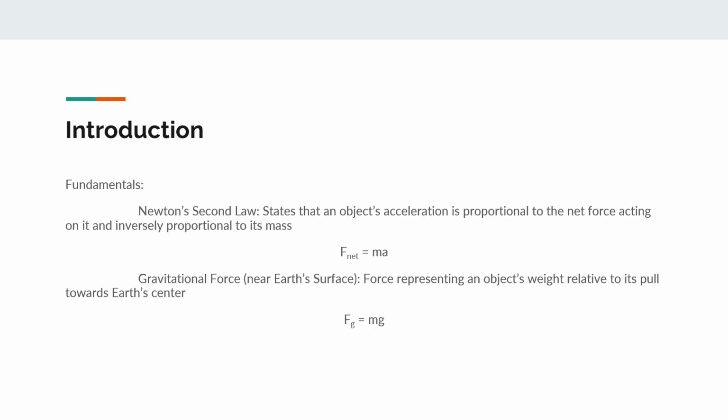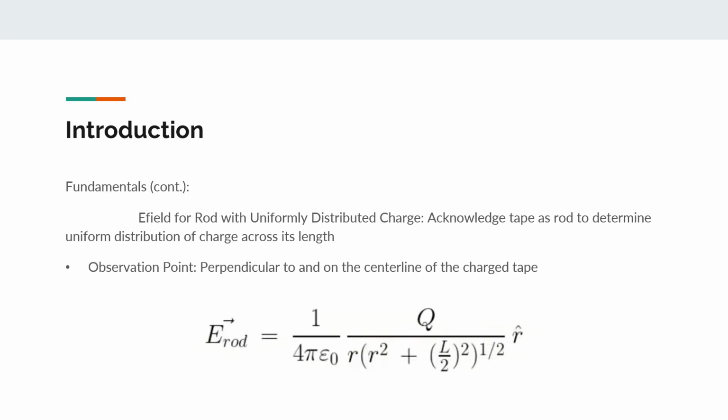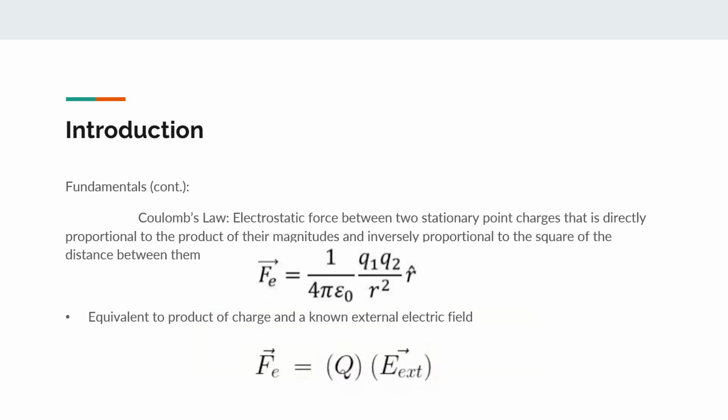Some fundamentals include Newton's second law, that states that an object's acceleration is proportional to its net force, along with gravitational force near Earth's surface. Another fundamental is the E field for a rod with uniformly distributed charge, where our observation point is perpendicular to and on the center line of the charged tape used. A final fundamental is Coulomb's law, which is an electrostatic force between two stationary points, which is equivalent to the product of charge and a known electric field, called electric force.